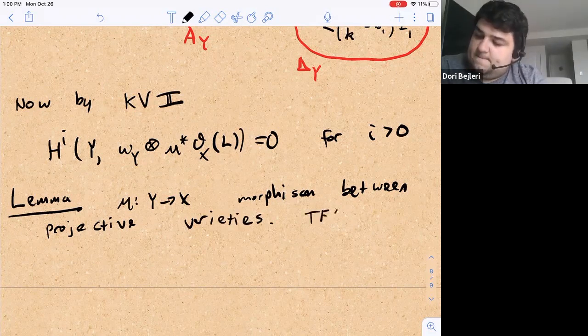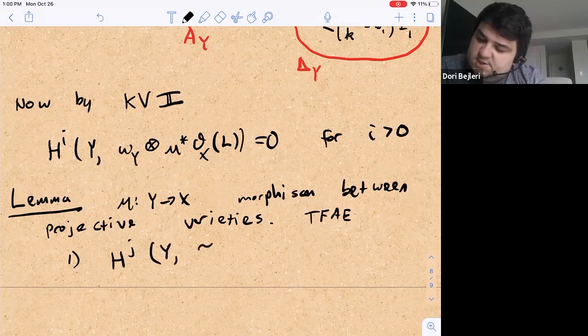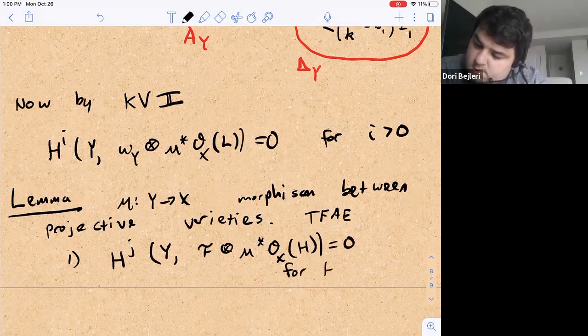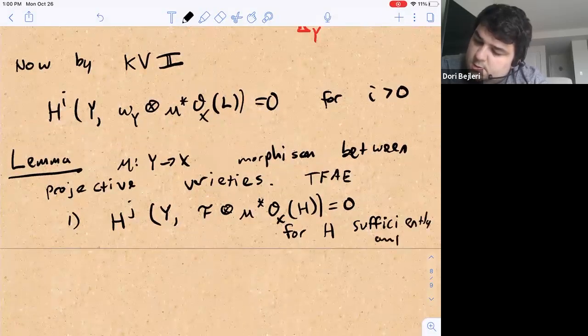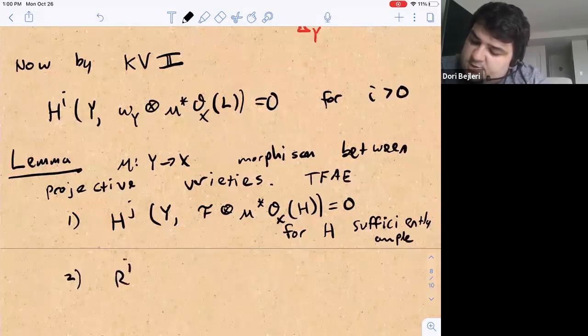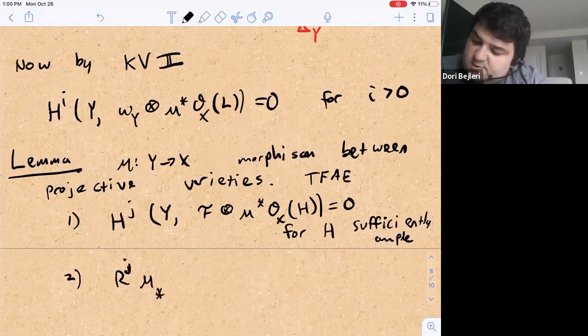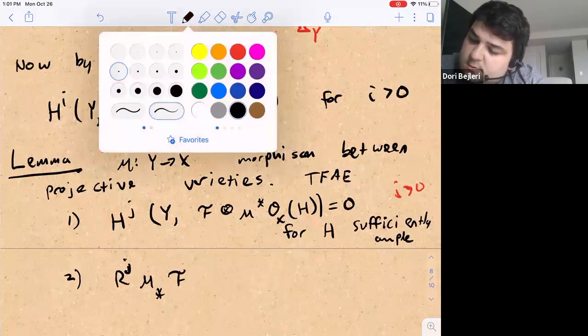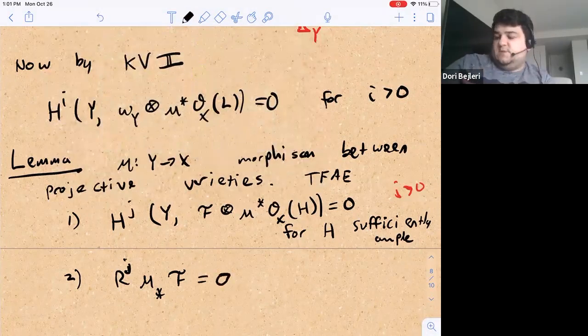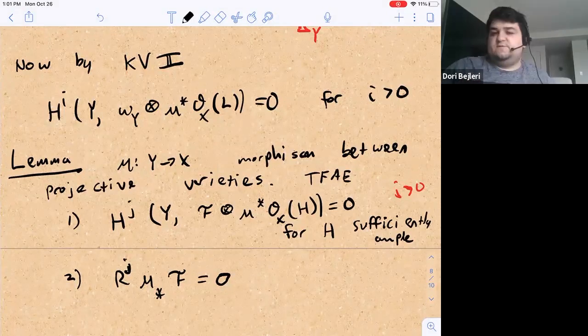Then the following are equivalent. One, the cohomology on Y of a coherent sheaf twisted by the pullback of a sufficiently ample divisor on X is 0. And two, the higher direct image of this F is 0 for this particular J. So here we should have J is greater than 0. And then for that same J, this cohomology on Y vanishing is equivalent to this push forward vanishing.